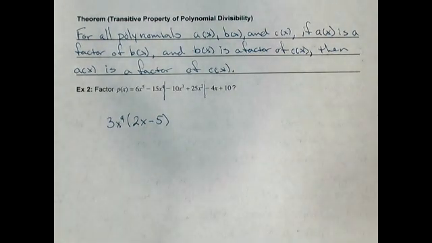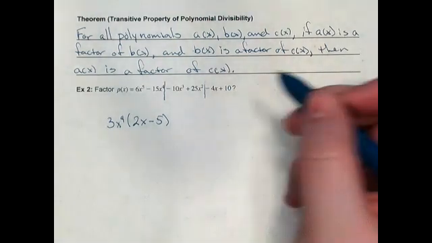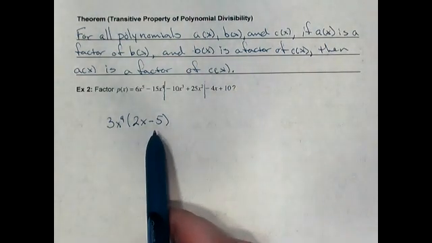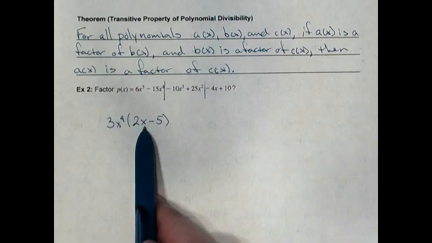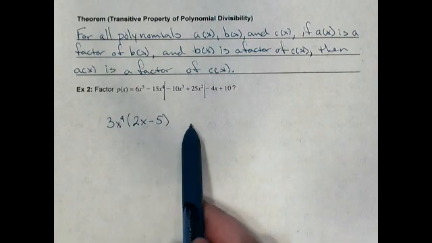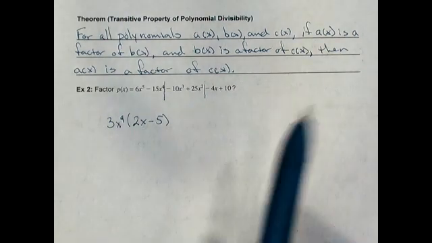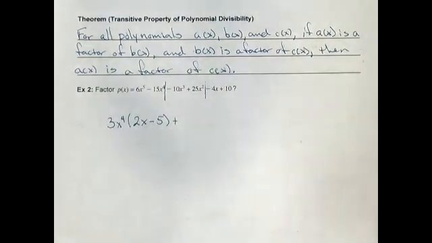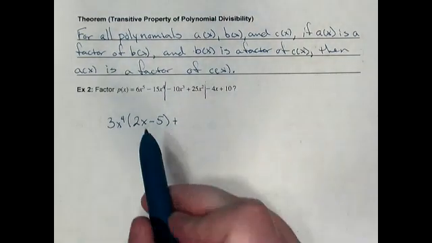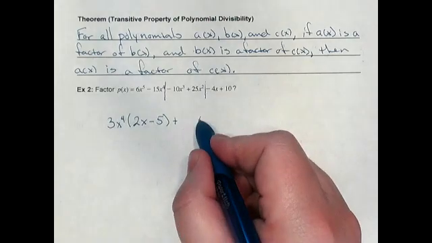So then with the second pair, I noticed 10 and 25 are both divisible by 5. Now, in the end, my goal is to try to get this 2x minus 5 in each pair. So I'm going to write a plus because I know I've got another pair here, but I want this first term in the parentheses to be positive.